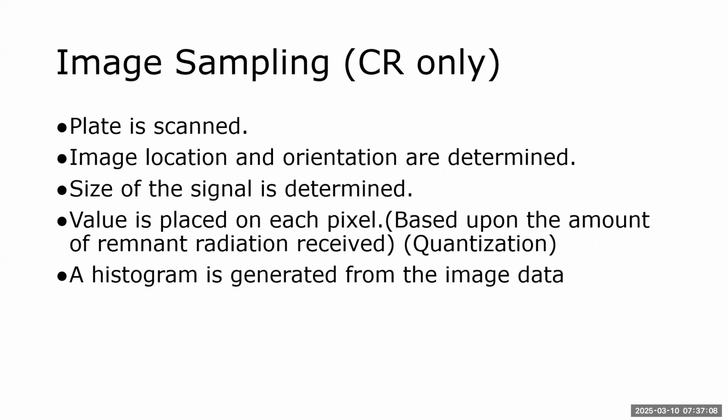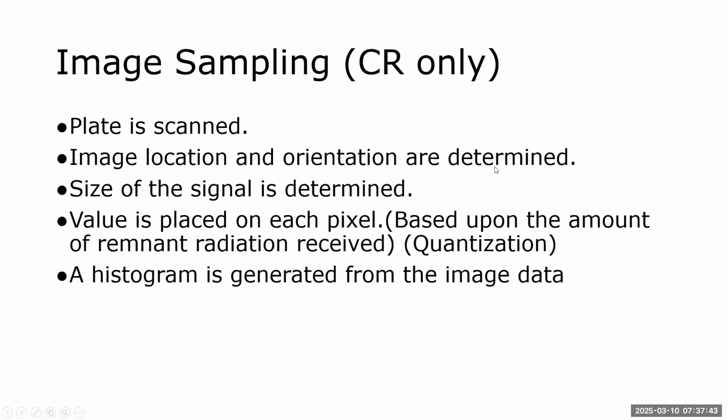So image sampling is used in CR only. And so we talked a little bit about this last week when we were talking about sampling rate or sampling frequency. So the imaging plate is scanned. You take the cassette or the IR, you use it with the patient, then you take it to a reader and you put it in the reader. And this is what the reader is doing. It has a laser in there and it's sampling, taking different data points throughout that.